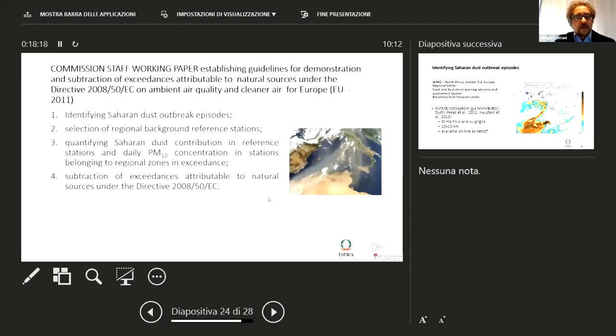Finally, just two words regarding the problem of dust intrusion that often happens in Italy. We have developed, following the guideline of the European Commission, a way to rapidly account for the contribution of Saharan dust outbreak episodes to the PM10 concentration in all the stations of our country.